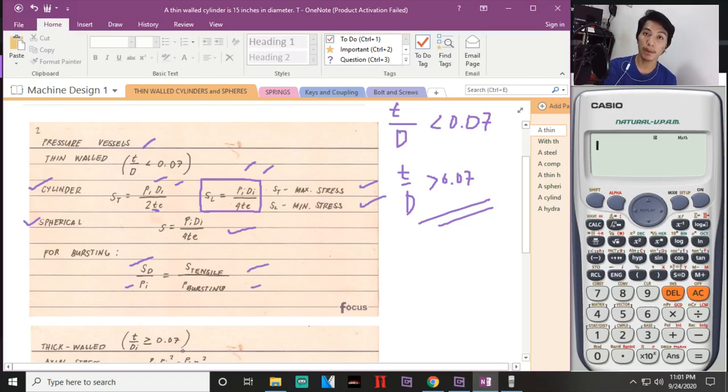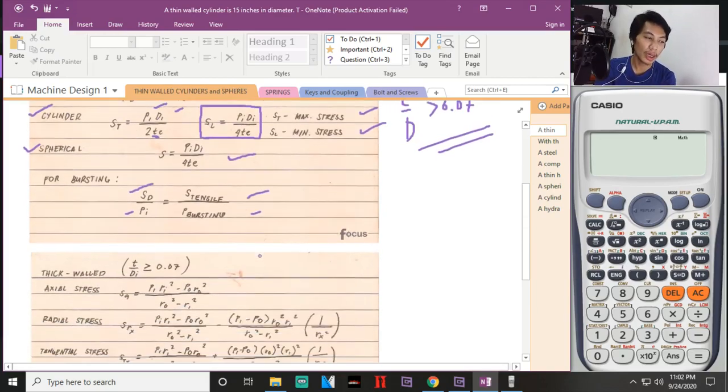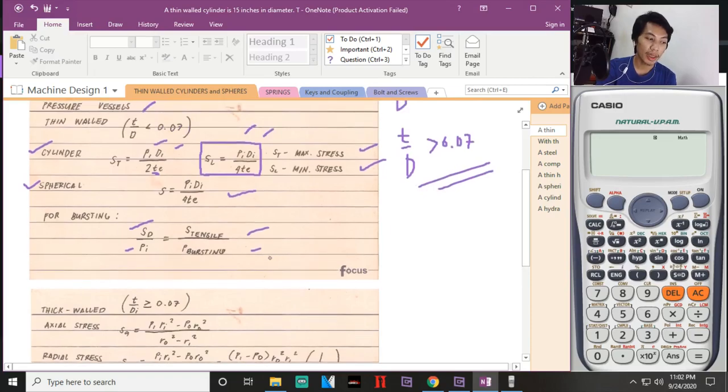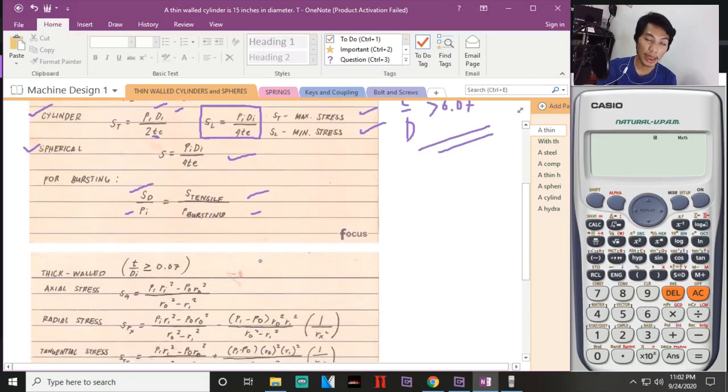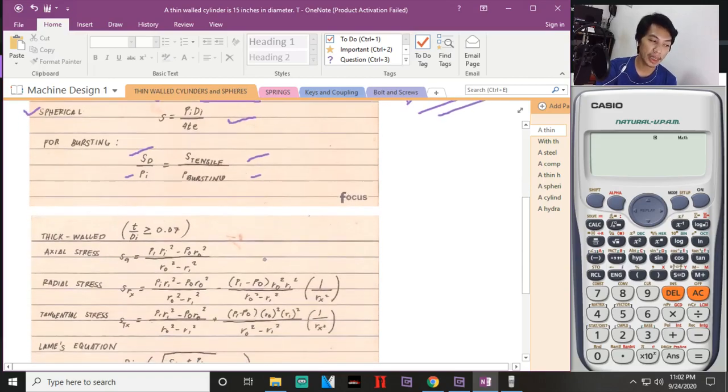Kapag binigay ka ng bursting problem, later on, ma-encounter natin siya. Now, we'll talk about, ganun lang kaikli yun yung pressure vessel mo kapag thin wall. And pag thick walled na, it is either equal or greater than 0.07. Now, ang daming types ng stress dyan. Ano bang kailangan mo lang i-memorize? Sir, ganito lang yan. Tatatlo lang ang kailangan mo i-memorize.